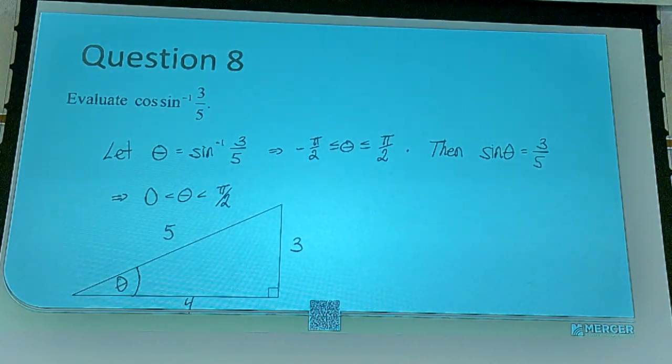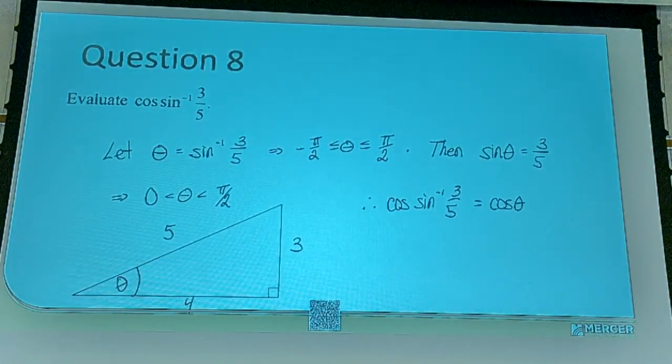But we said theta is the inverse sine, right? So sine flips. Would that mean that cosine of the inverse sine of 3/5 is just cosine theta? How's cosine defined on a right triangle? What's cosine of theta? 4 over 5. There's your evaluation.